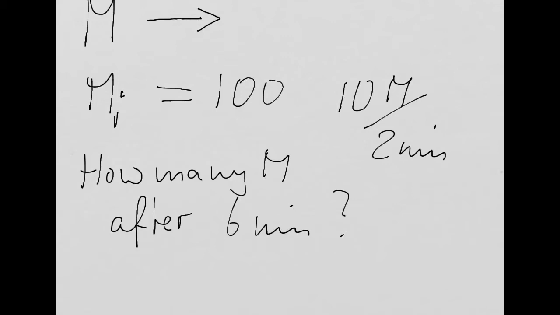70. 70. Who said that? You're welcome. 70. Exactly. How did you do that? It's 10 per 2 minutes, so 2 times 3 is 6, so you just multiply 10 times 3, and you get 30, and you subtract from 100, so you're up to 70. Pretty much, yeah.